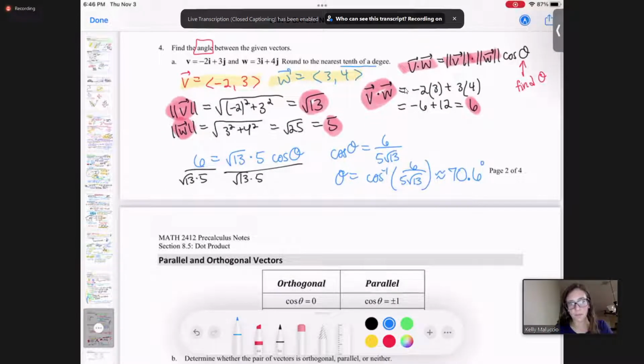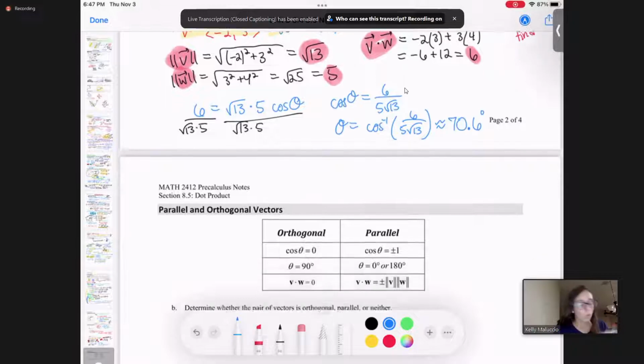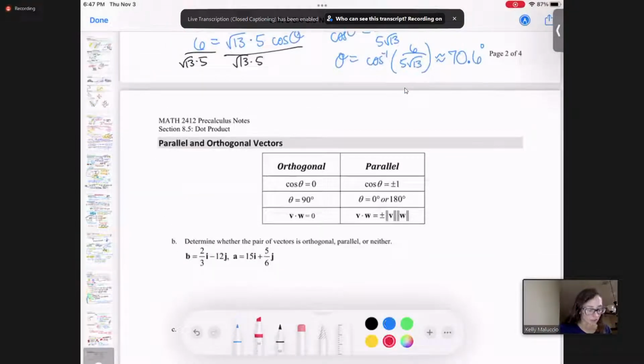All right, I'm going to keep going. Parallel and orthogonal vectors. So now we know about lines. We know when lines are parallel, they're perpendicular. Well, in vector terms, we have parallel vectors. We also have orthogonal vectors.